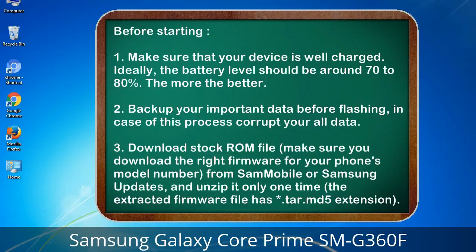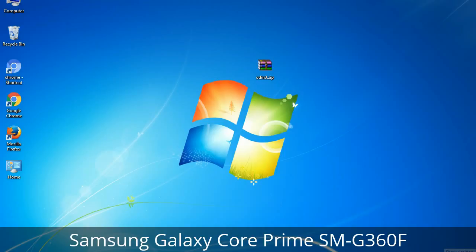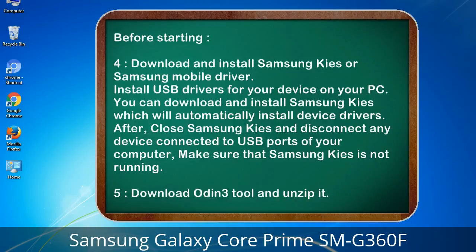3. Download the stock ROM file. Make sure you download the right firmware for your phone's model number from SamMobile or Samsung Updates, and unzip it only one time. The extracted firmware file has a .tar.md5 extension. 4. Download and install Samsung Kies or Samsung mobile driver.